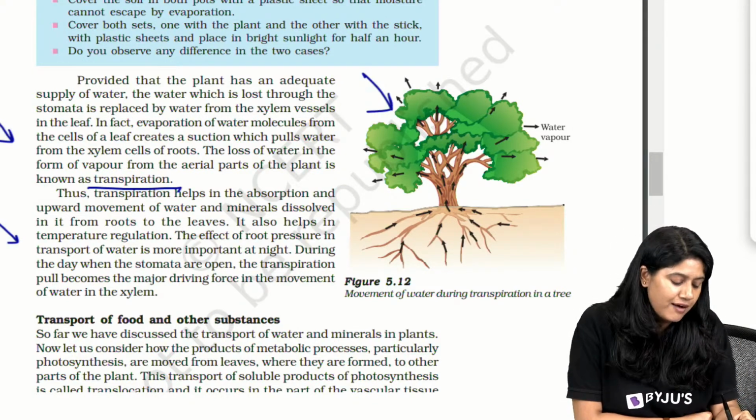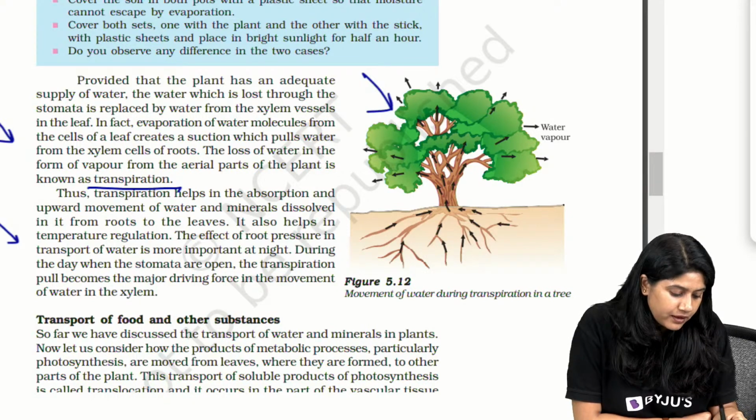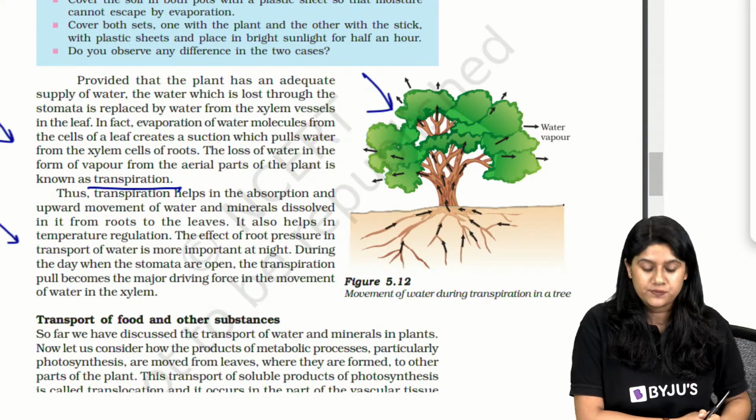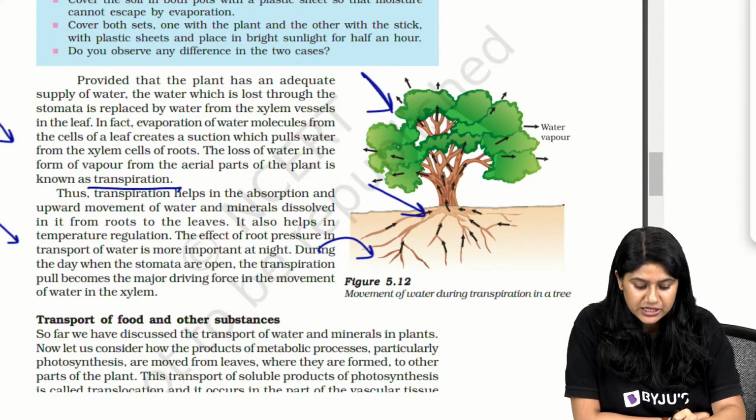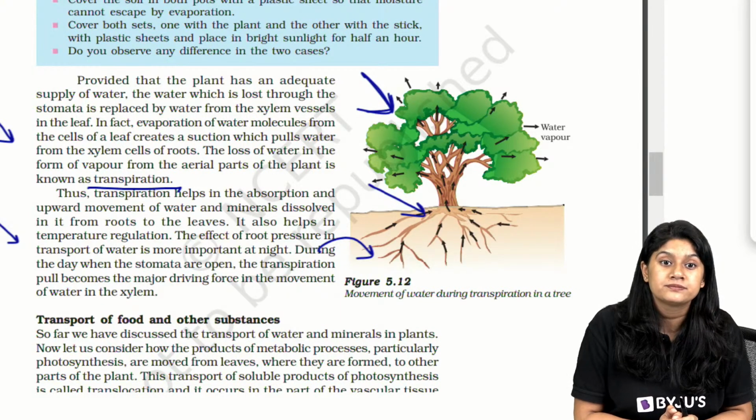Root pressure, they have not mentioned about it, but they have certainly mentioned that there is a constant force that goes from the root pressure. Then we have the xylem and then we have the transpirational pull.